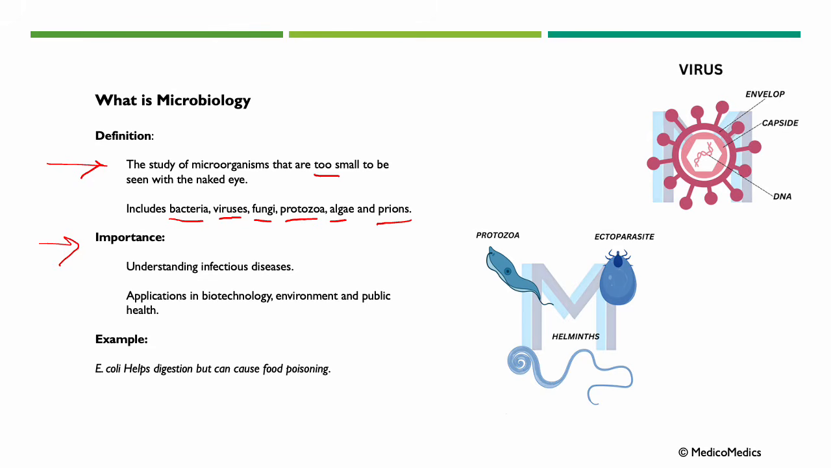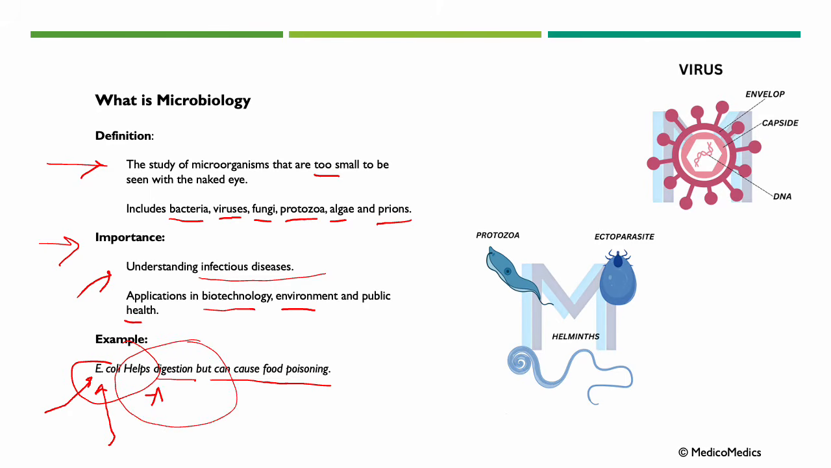Now, importance. Well, it is super important to study these microorganisms to understand infectious diseases. Furthermore, it has a lot of application in biotech, environment, and public health. For example, E. coli helps digestion, but can cause food poisoning. So by studying this microorganism, we will understand that A, it actually does aid in digestion, but B, it can cause food poisoning. Now, we mentioned bacteria, viruses, fungi, protozoa, etc.